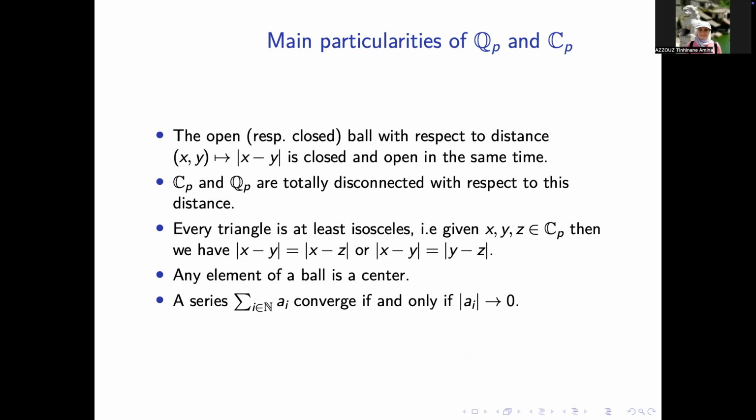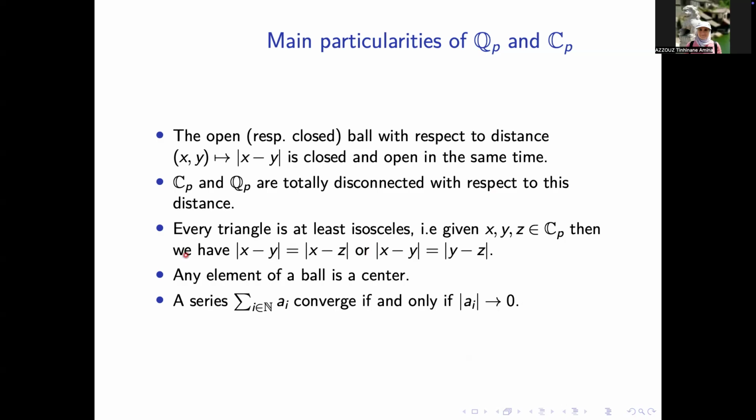Then there is something strange also: every triangle is at least isosceles, which means that if I have 3 points, there is at least 1 point that is equidistant to the other points. And this implies something we cannot imagine in real life, that any element of a disk is the center of the disk.